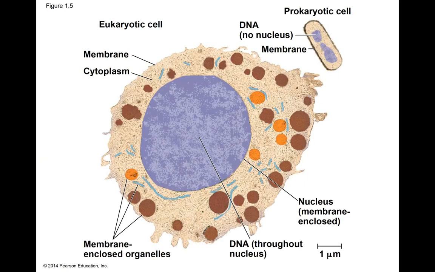Okay, so here's a size comparison for you. So we have our eukaryotic cell, which is this large cell with the big purple circle in the middle. And then we have our little tiny prokaryotic cell. It's kind of like a little oval, a little pill shape. They're called rods. It's called a bacillus shape.